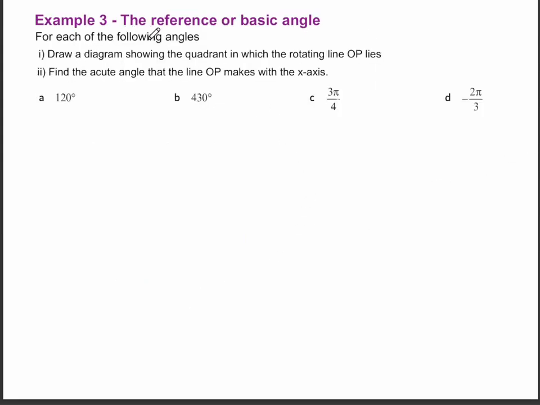Now, for each of the following angles, draw a diagram showing the quadrant in which the rotating line OP lies, and then find the acute angle that the line OP makes with the x-axis. So let's start off with 120 degrees. So remember, we have the xy plane for each of them. Let's just draw this really quickly.